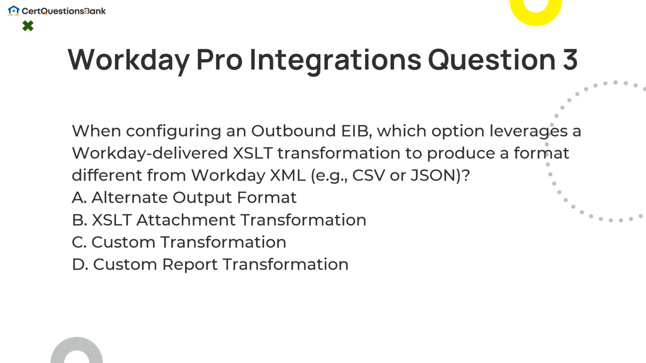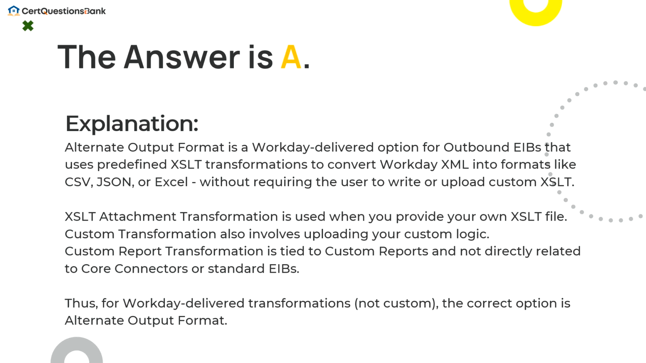When configuring an outbound EIB, which option leverages a Workday-delivered XSLT transformation to produce a format different from Workday XML, e.g., CSV or JSON? A. Alternate output format. B. XSLT attachment transformation. C. Custom transformation. D. Custom report transformation. The answer is A.